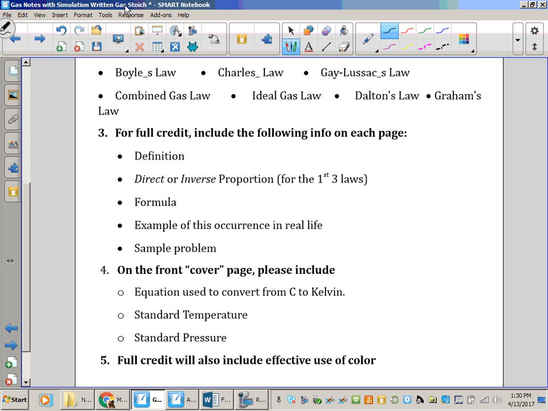Yes, we are going to do notes on the ideal gas law in about 15 minutes, and it'll be 1 through 17. And check our website.